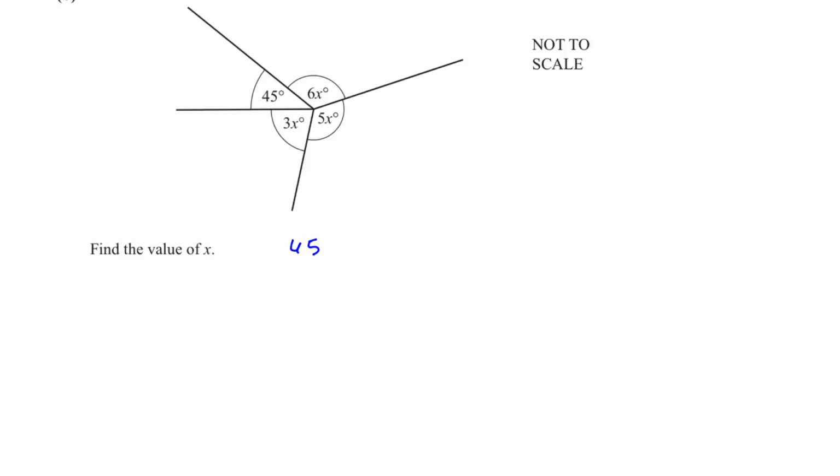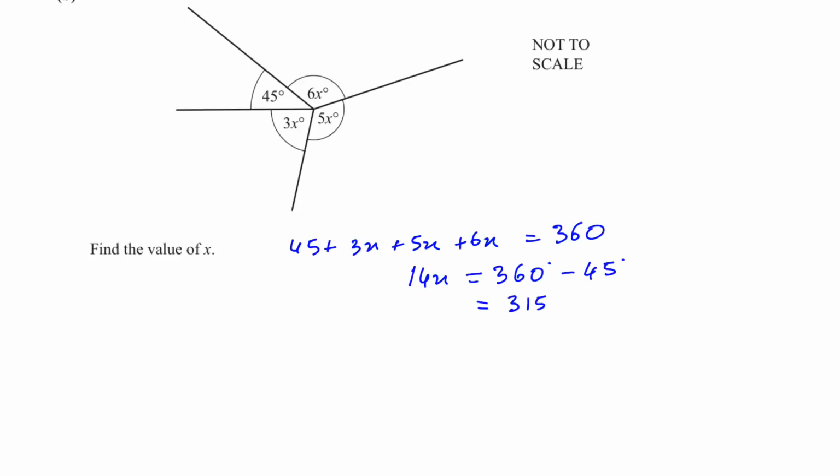Therefore, 45 plus 3x plus 5x plus 6x is equal to 360. 14x is equal to 360 minus 45. This 45, if I bring to the other side, it will become negative 45. 360 minus 45 is 315. This is a multiply here. When I bring it to the other side, it will be a divide. So 315 divided by 14 will give you 22.5. So the value of x is 22.5.